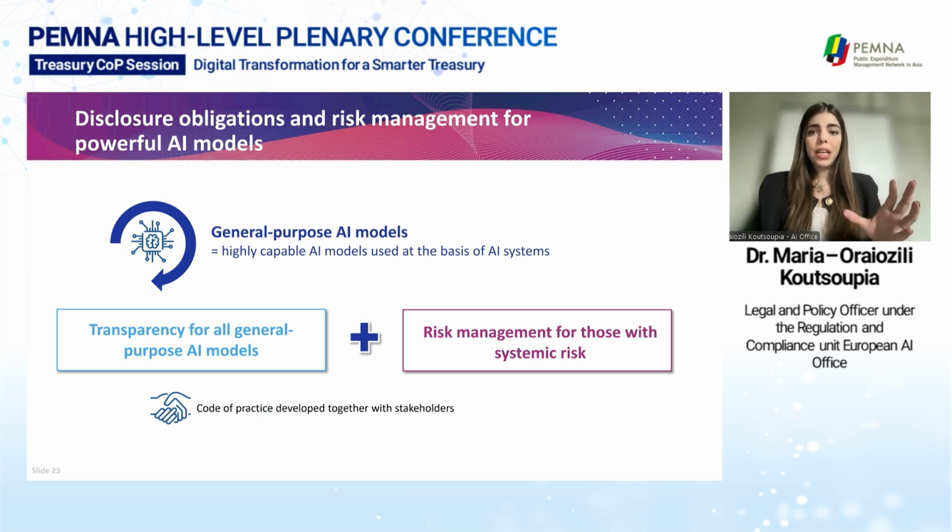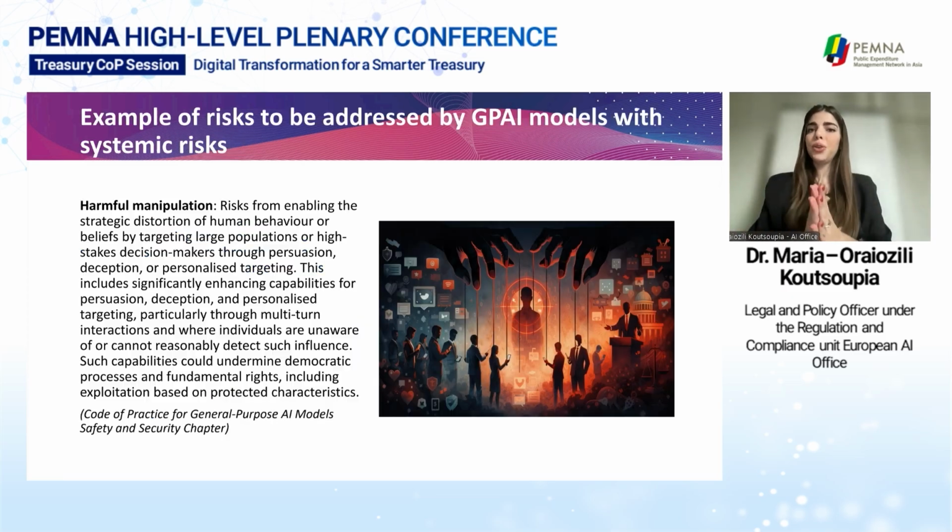Transparency is the main obligation for all general purpose AI models, together with the risk management for those who have systemic risk. There is a definition in the AI Act for specific products that give systemic risk. I will give you an example in the next slide. To that goal, the EU has created a code of practice for transparency of the AI models and for labeling and marking the AI content.